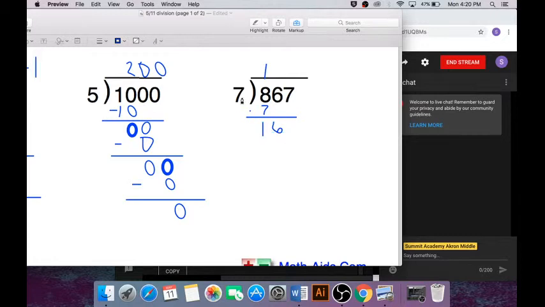Now we need to see how many times 7 goes into 16 without going over. It's going to be 2. 2 times 7 is 14. We have 16 minus 14. 16 minus 14 is 2. And then we're going to bring down the 7.